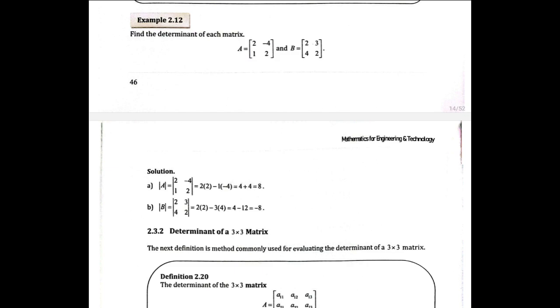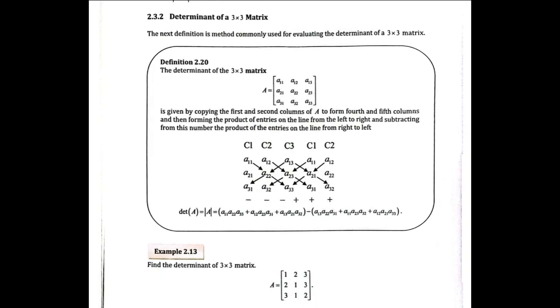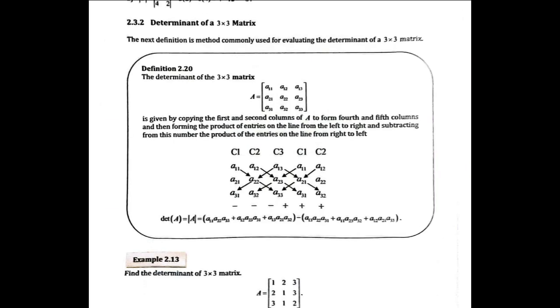Next, what about a 3 times 3 matrix? The idea is similar, but now we have 3 diagonals going down and 3 diagonals going up. We can use a pattern called Sarrus's rule to help remember it. Using this rule, this is how you should do it.